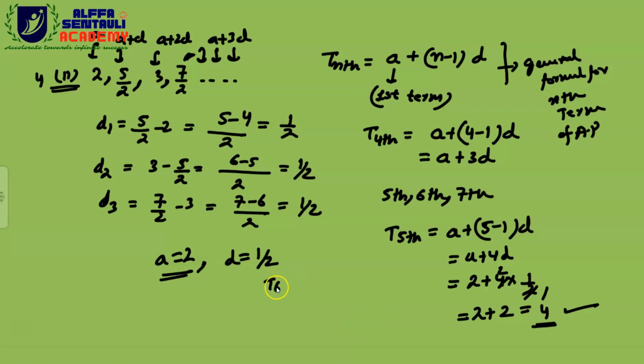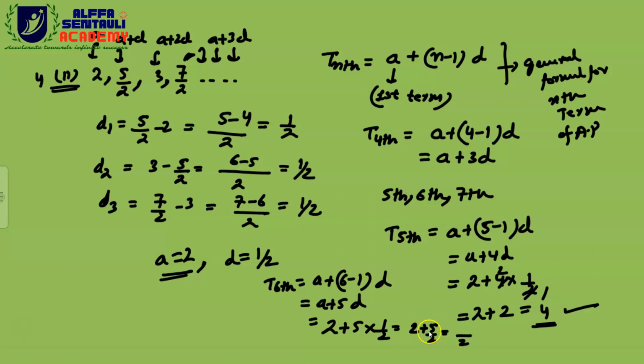Now let us find the sixth term. The sixth term should be a + (n − 1)d. So a + (6 − 1) × d, which is a + 5d, correct? We know the value of a, the first term of the series, is 2. So 2 + 5 × d, where d is half. How much? 2 + 5/2 is 9/2, correct? That is the sixth term.